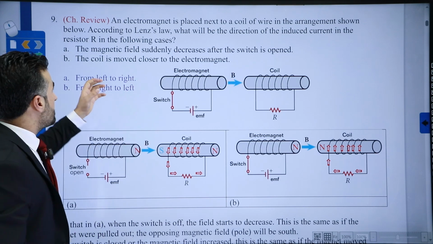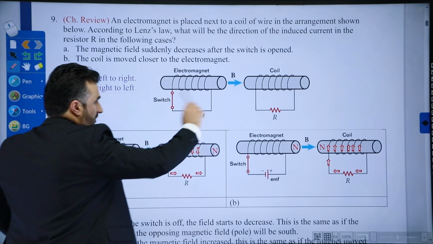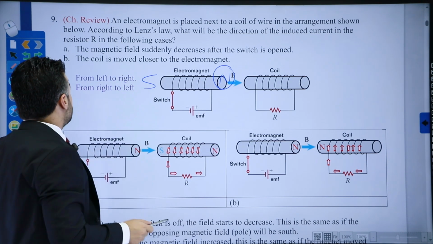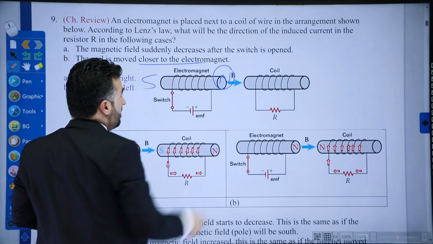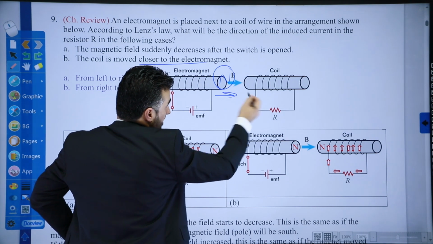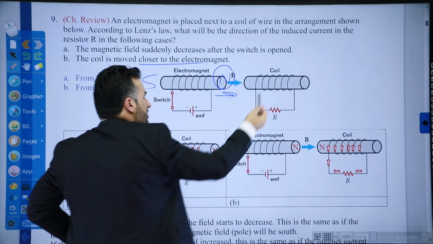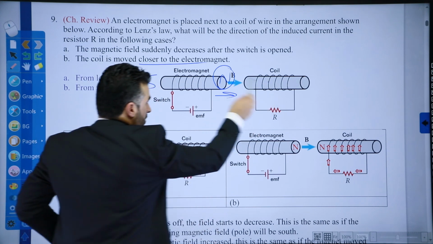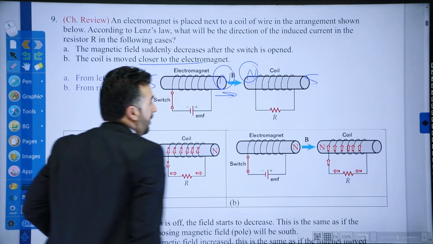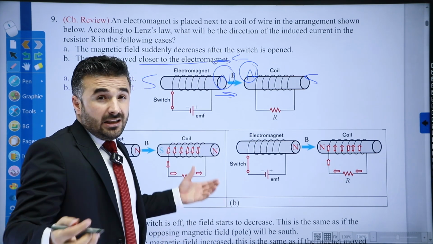All right, what about the second one? It says the coil is moved closer to the electromagnet. Now, let's talk about this one once again. We said this is the north, okay, and this is the south. This time the coil is moved closer to the electromagnet. Of course we do know that using Lenz's law, if this is brought closer to this, there will be an induced current here. This induced current will produce its own magnetic field. These two will oppose one another. So this side is also going to be north as well. This is going to be south, because these two are going to oppose one another using Lenz's law.